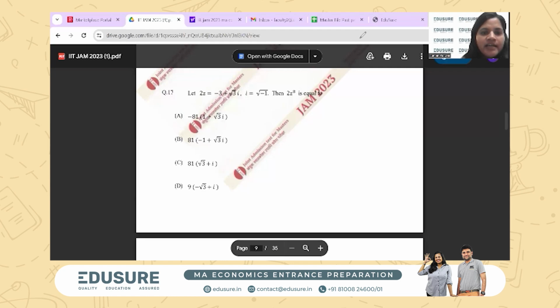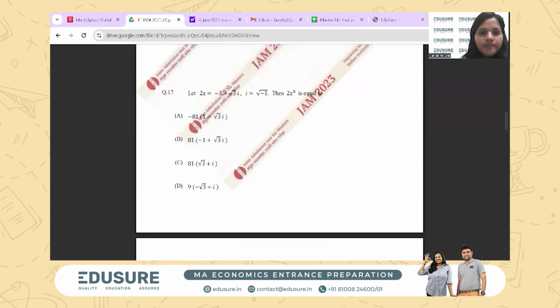Question number 17, IIT JAM 2023. Okay. So we are given 2z and we have to find out (2z)^8. So first we isolate z. z will be 1/(2(-3 + √3 i)). So z² will be 1/(4(-3 + √3 i)²).